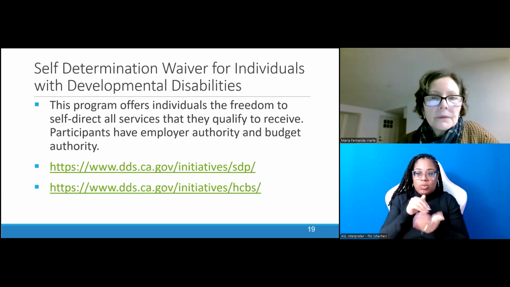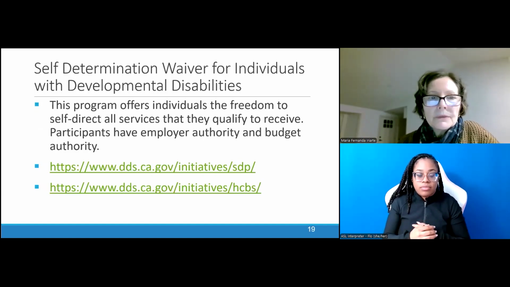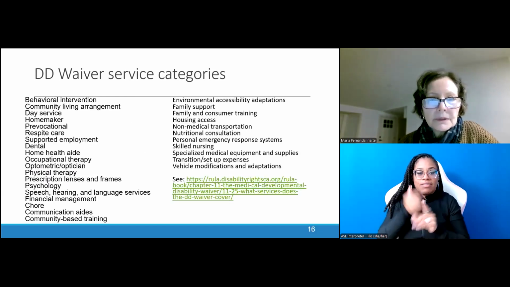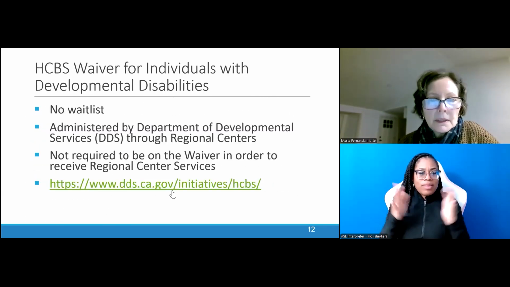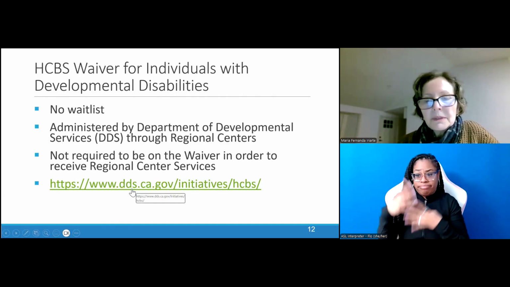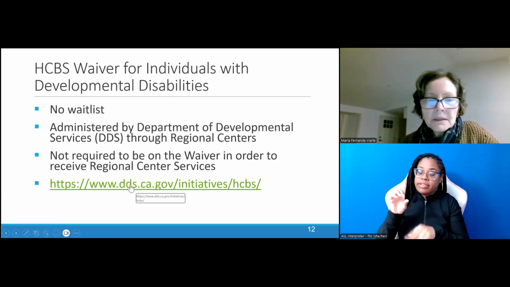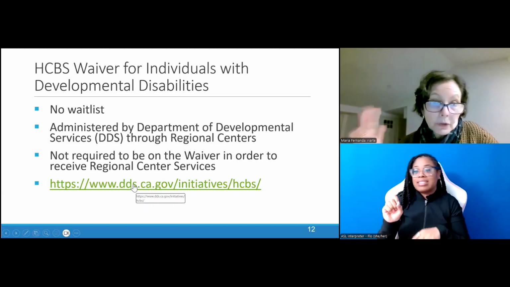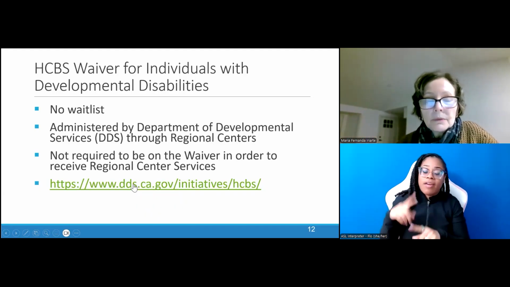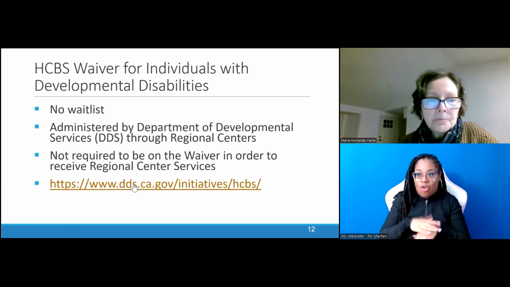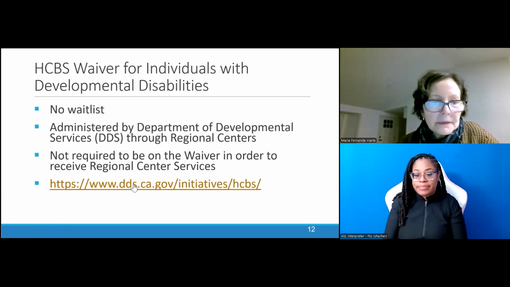So, before I talk about the self-determination waiver, let's open this link. We're going to go to the DDS website. Remember that all these waivers are available on the Department of Healthcare Services website, but because the DDS administers the regional centers and you're applying for the DD waiver through the regional center, the waiver will be found also on the DDS website. So here we go, 1915(c) waiver.